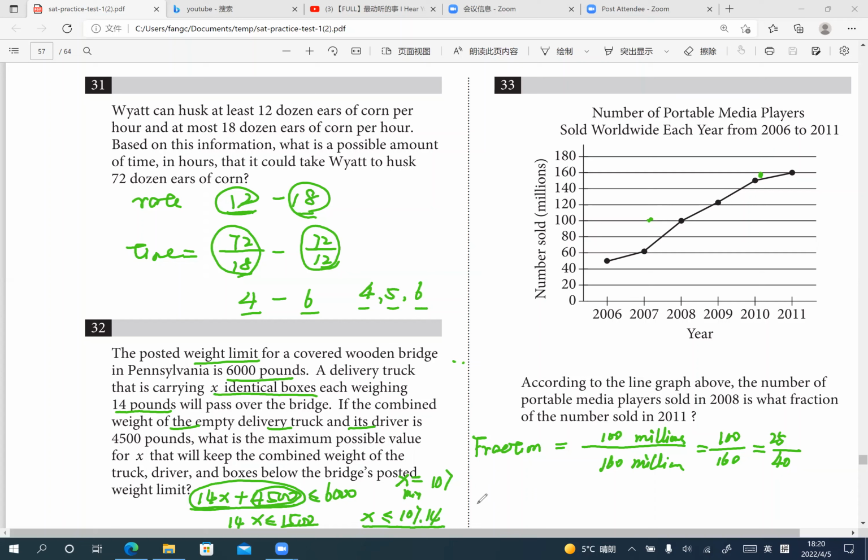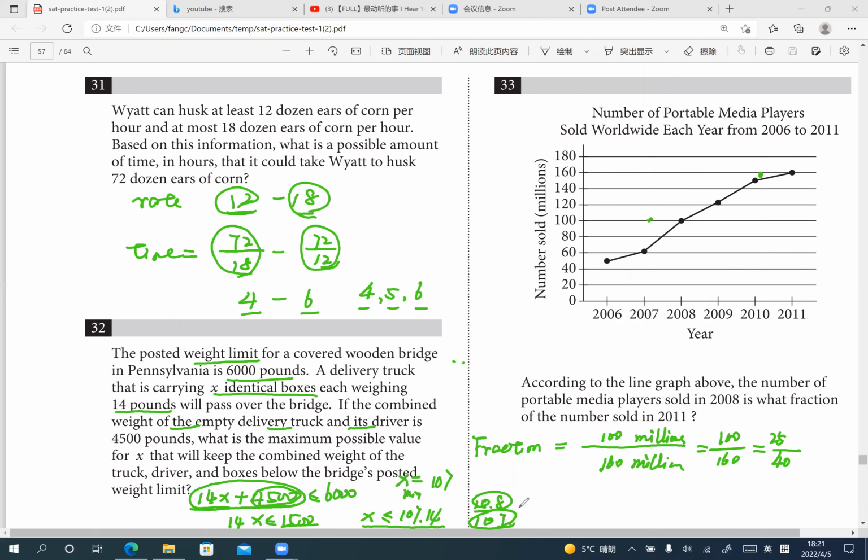Now we have a question. Should we choose 108 or 107? If we choose 108, in fact, it is not less than 107.14. So it would surpass the weight limit. So we should choose 107 as our answer. So the answer to question 32 is 107 boxes.